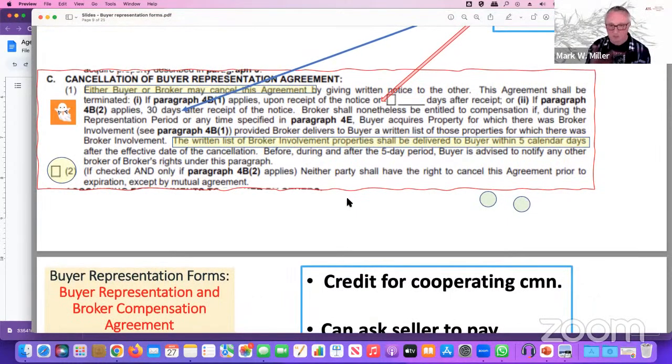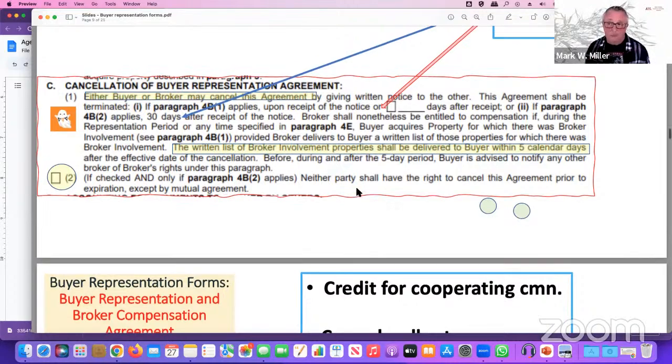And then the list of broker involved properties: the buyer's agent has 5 calendar days after a buyer cancels to say, here are the properties that I showed you during the period of time that our agreement was in force or active. That's what we talked about earlier, asking the buyer, did the agent you were working with before give you a list of properties? This is what you would be doing if a buyer canceled on you, or you decided to cancel with a buyer. It can go both ways.